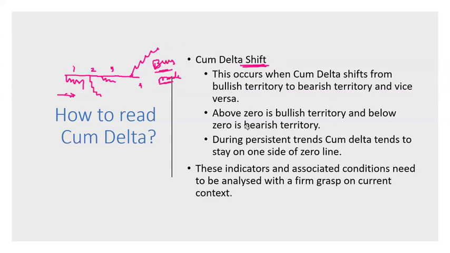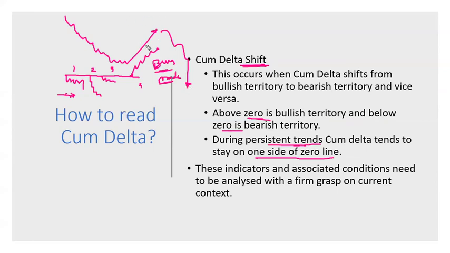So above 0 is bullish, below 0 is bearish, and during persistent trends, cumulative delta tends to stay on one side of the 0 line. So for these 3 days, the trend might have been lower, and then on this 4th day, it suddenly shifts to the upside. This can just be short covering, we can fall back, that can also happen.